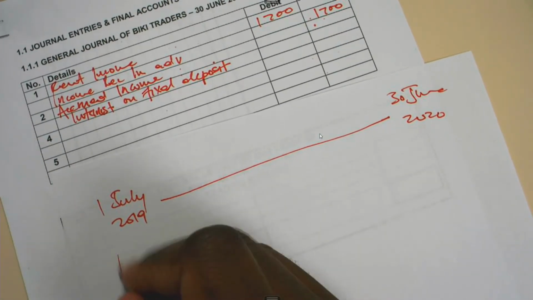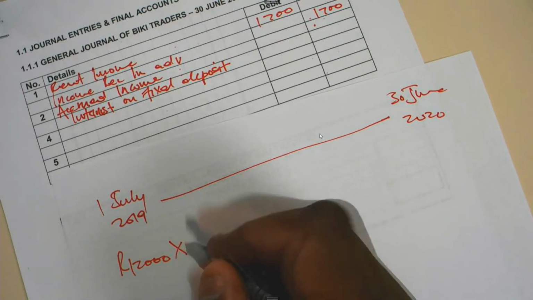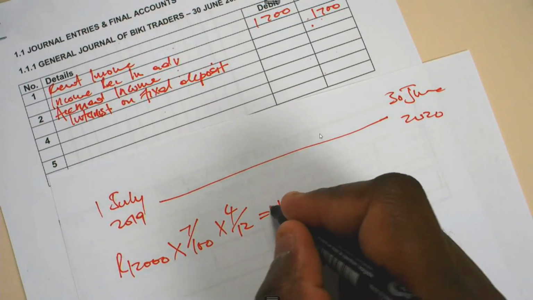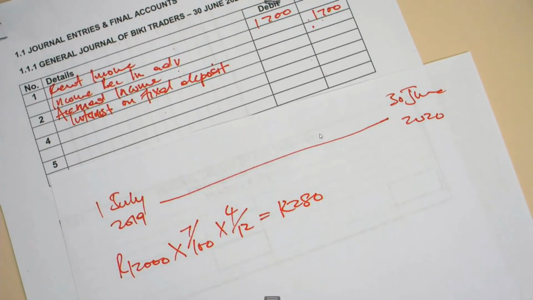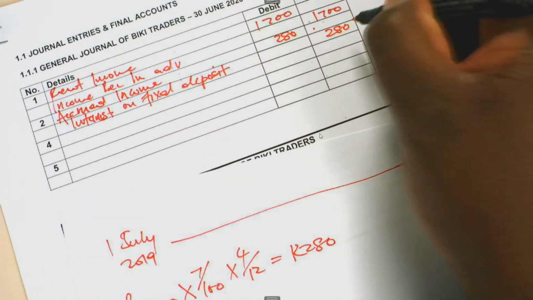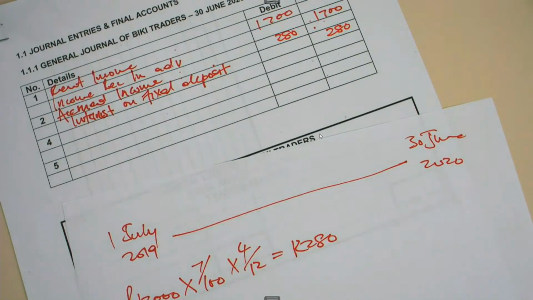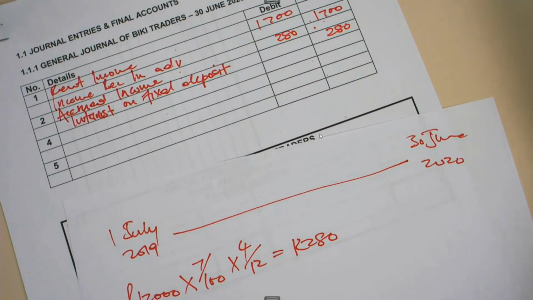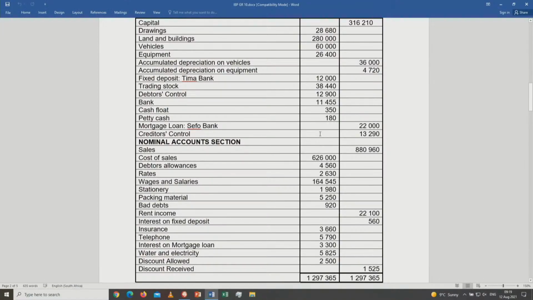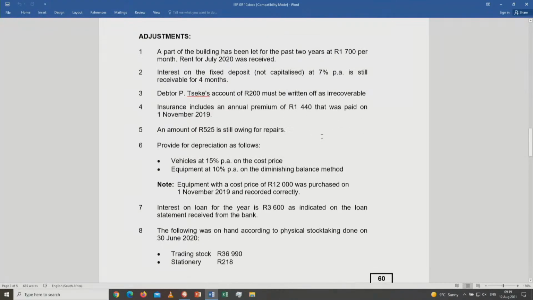Our fixed deposit that we have invested is 12,000. Just times by 7 divided by 100 times 4 divided by 12. It will give you 280. Right. Let's record it here: 280, 280. Then let's go to adjustment number 4.